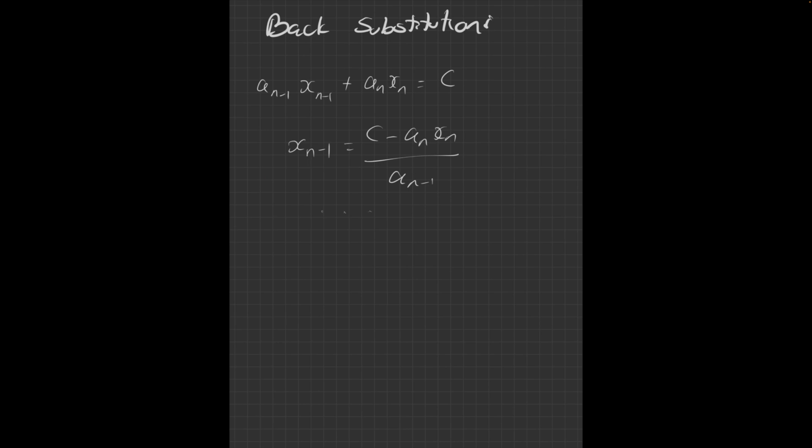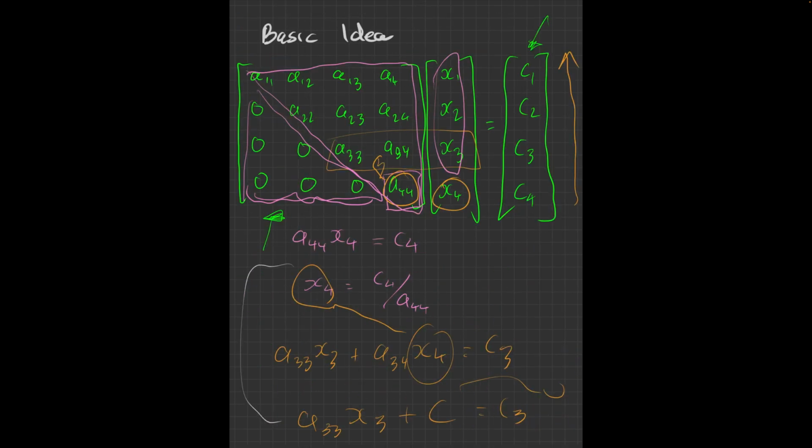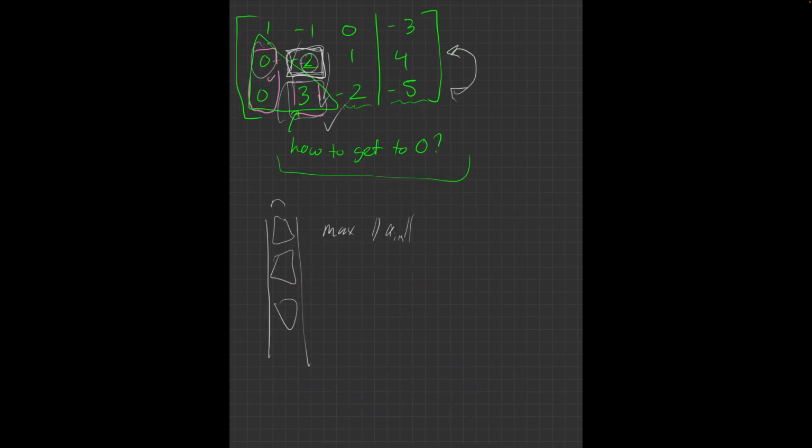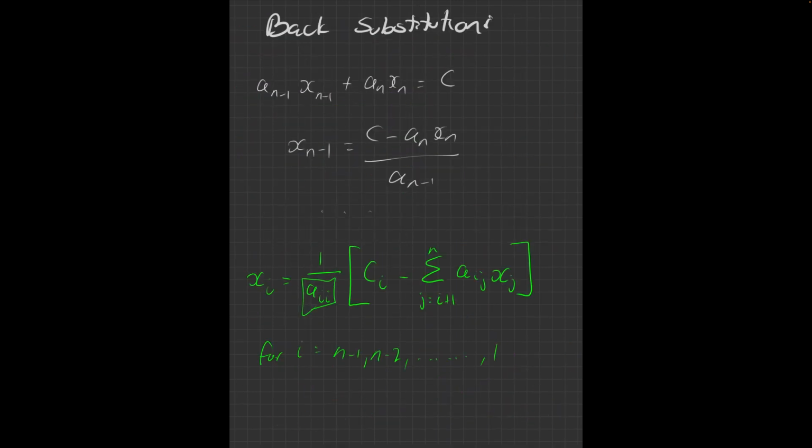And if you repeat that, you eventually get the general form of x_i is going to equal 1 over a_ii, times c_i minus the sum from j equals i plus 1 to n of a_ij x_j. And this is for i equals n-1, n-2, all the way to 1. And this a_ii notation just goes back to the original matrix notation. So that's the general solution for back substitution.